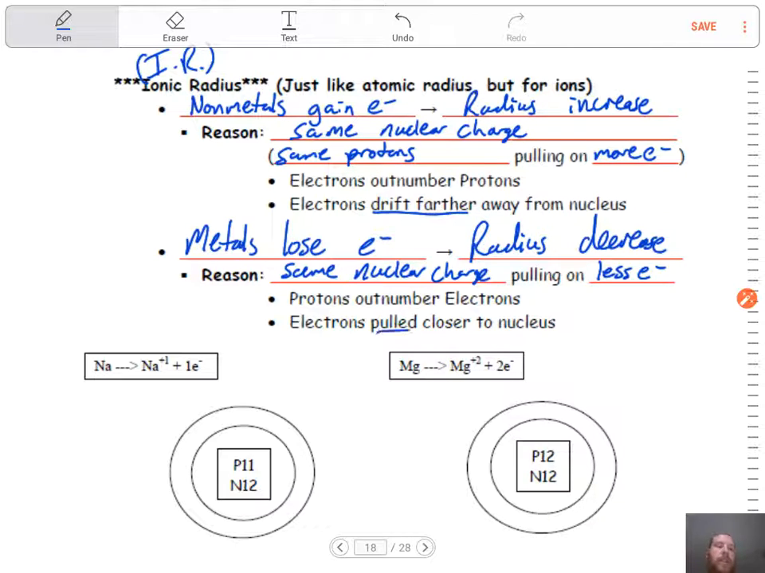Therefore, the electrons are pulled closer to the nucleus. The positives are going to start pulling them in like a stronger magnet. Another reason to think about is that metals are going to lose an entire energy level.